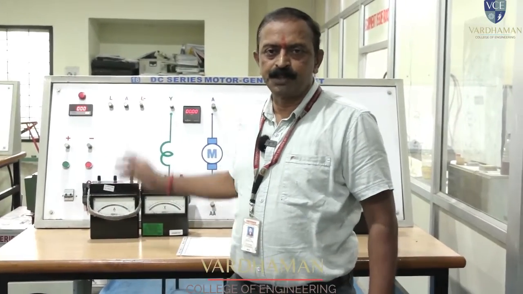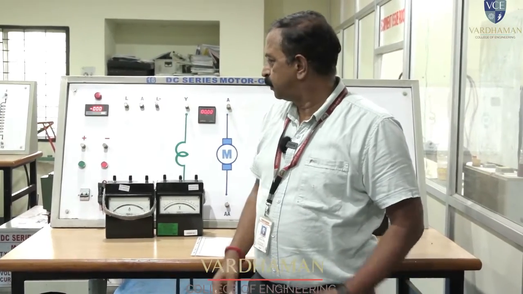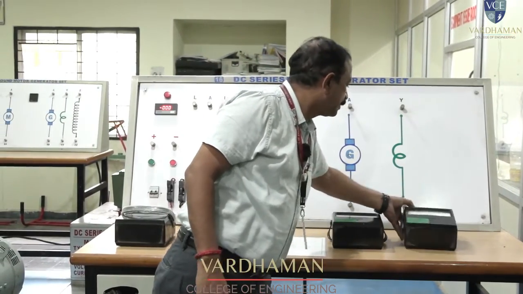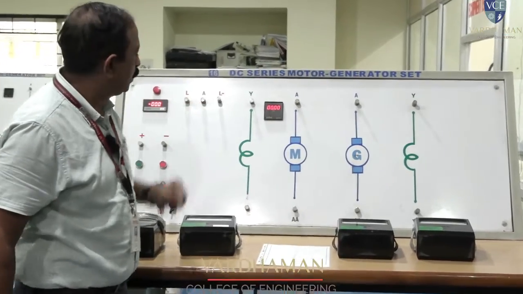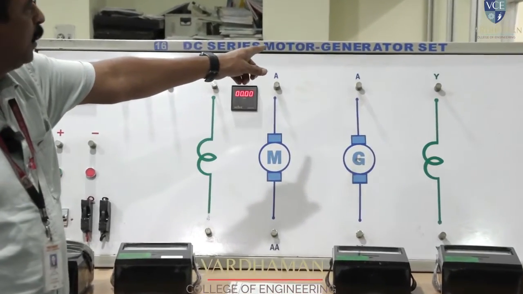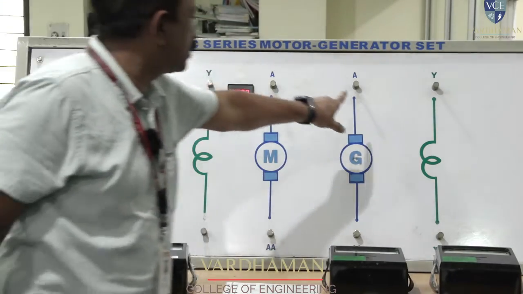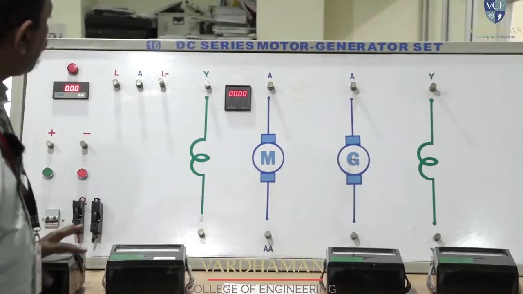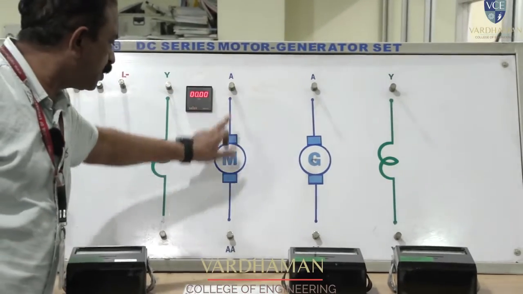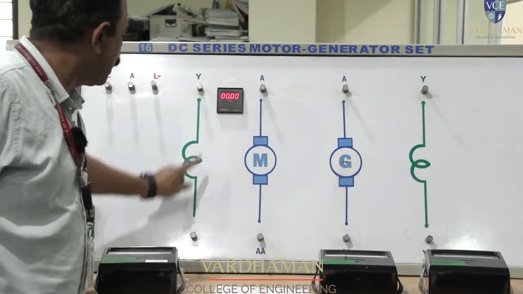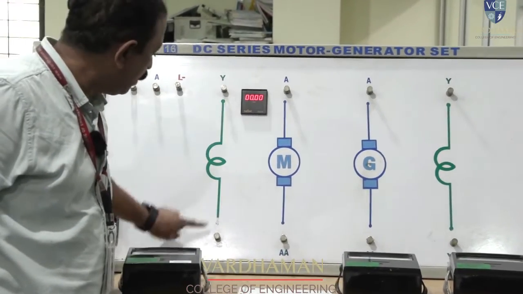Now let us see the circuit diagram displayed on the screen. Try to know the terminals on the panel board. Here I will explain. It is a DC series motor generator set. The motor is mechanically coupled to the DC series generator. This section belongs to the motor terminals and this section belongs to the generator terminals. Generally a series motor has armature terminals A and AA, and series field winding terminals Y and YY.